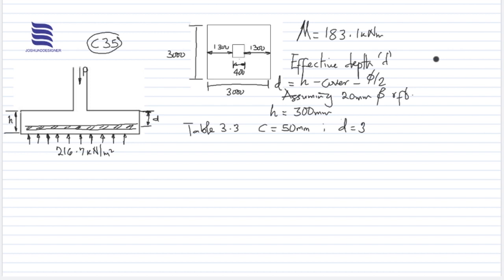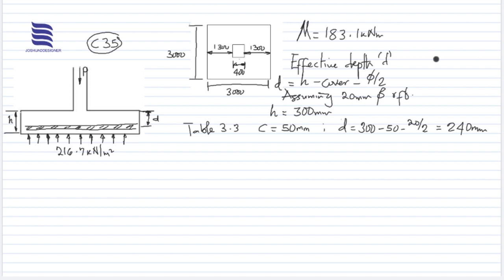That's 300 minus the cover, 50, minus the diameter divided by 2. If you do this very well, you should have 240 millimeters.